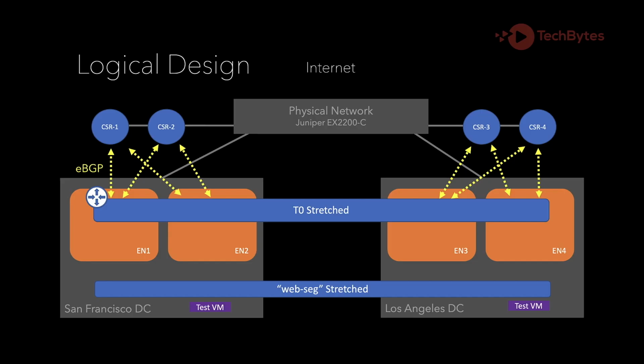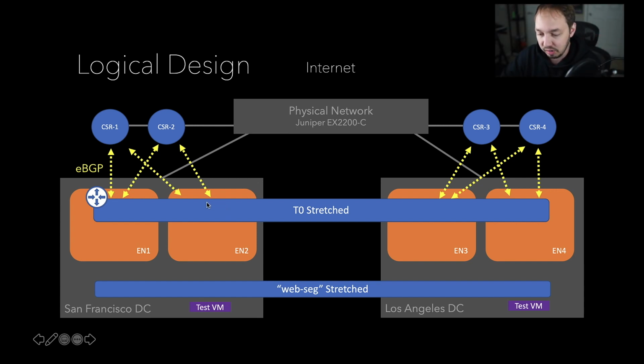Now, I created this drawing that depicts my lab. I have two sites. I have San Francisco's data center here. I also have the Los Angeles data center here as well. Now, what I will be doing is creating this T0 that stretches across all of these sites. So that T0 will essentially have interfaces that live on edge node 1 here. It'll have an interface or interfaces, plural, that live on edge node 2, and the same for 3 and 4.